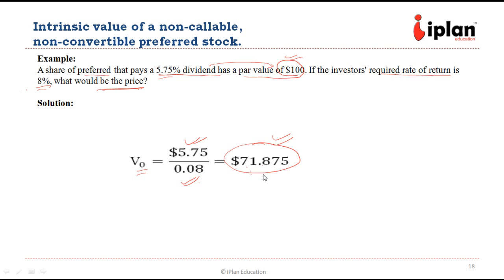If it is more or less, then we can take a decision of buying and selling based on whether the preferred stock is overpriced or underpriced. Let us move to the next slide. Gordon growth model.